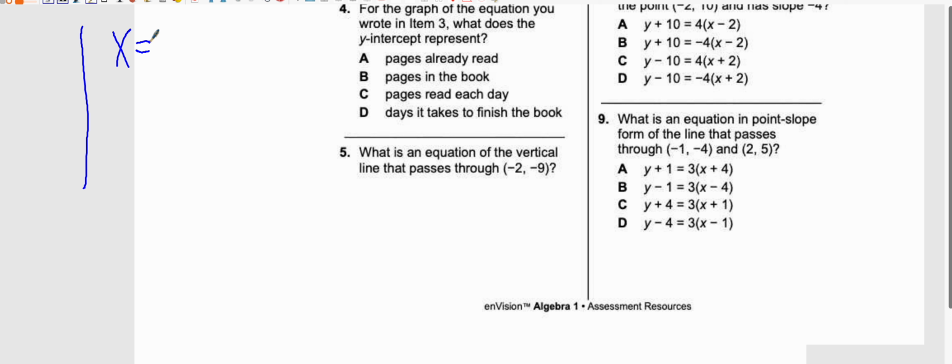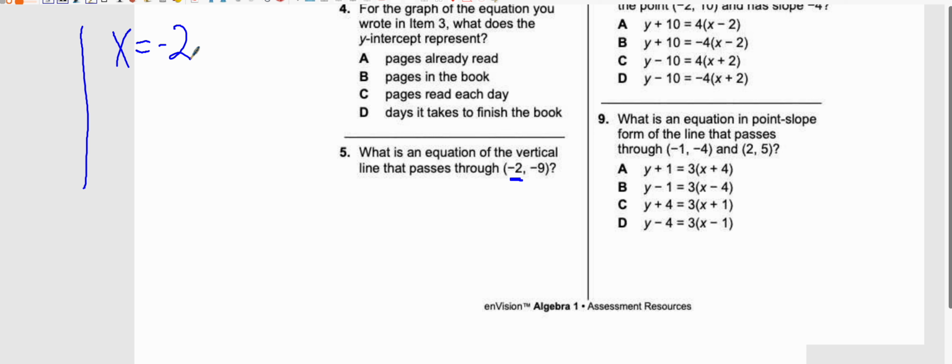Negative 2. That's got to be the equation, x equals -2. That's always the equation for a vertical line, x equals a number. It can't be anything else. And that is considered to be a standard form equation, by the way, because the a value is 1, the b value is 0, and we have a c value. So that's it. That's all you can do.